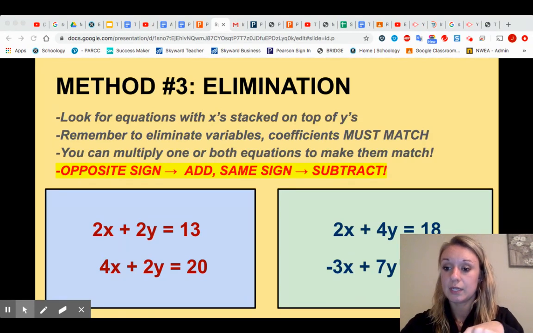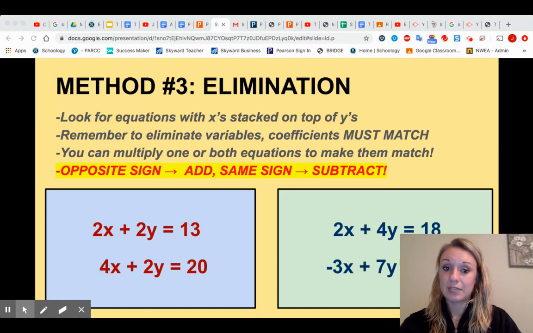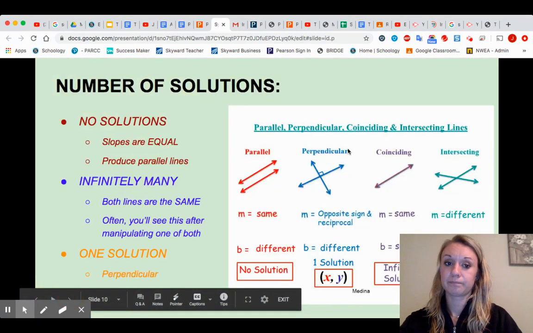So your keys here: you see x's and y's stacked up, eliminate them. You can't do that unless you have matching coefficients. And if you've got opposite signs, you're going to add going down, same sign, subtract. Don't forget the elimination or the alliteration. That's going to help you remember.